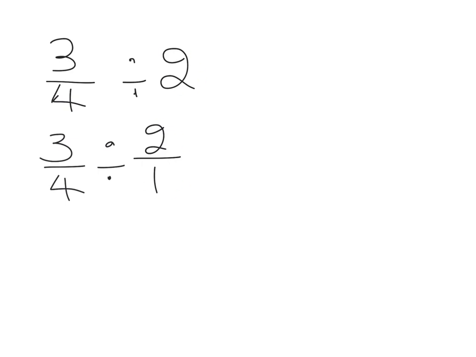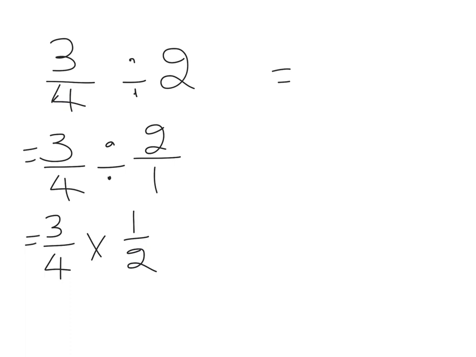Now, when we're dividing fractions, I call them flipping times, because we take our second fraction, what we're dividing by, we turn it upside down, and we change our divide sign to a multiply. So that gets us 3 over 4. That one does not change. Our divide sign changes to a multiply, and our 2 over 1 turns upside down to 1 over 2.